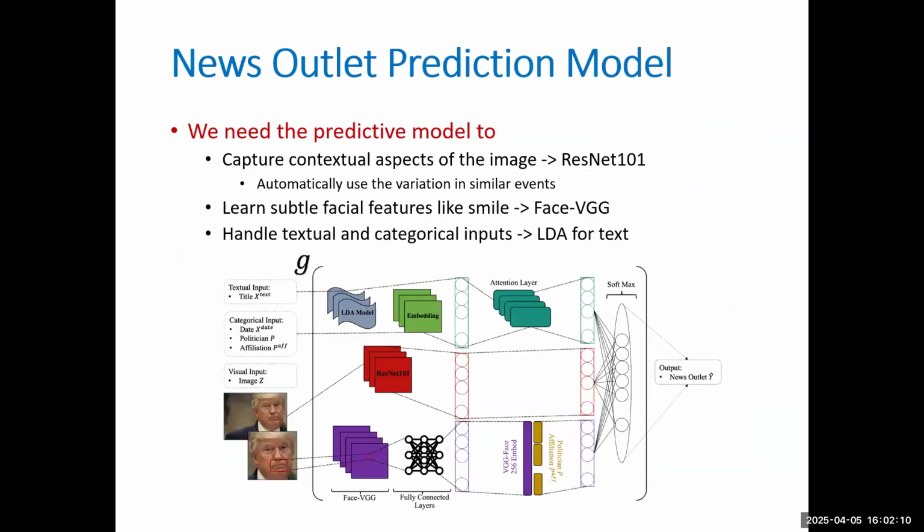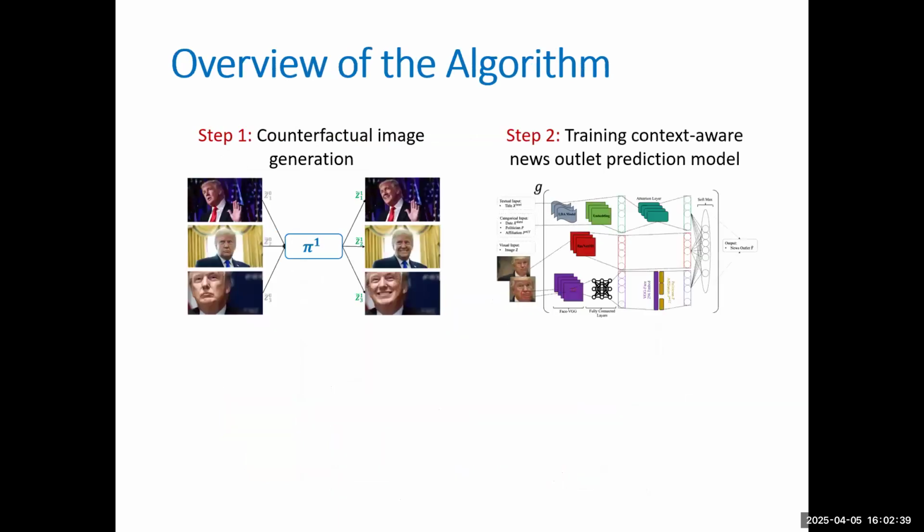Now, for the details of this, I should go a little faster. We add these ResNet features to capture the contextual aspect of the image, like the operation bar speed, the similar events, and so on. And we have these face VGG features as layers here, so we can capture the smile, and I will show you some results. And we add the categorical inputs on date, politician, affiliations, text, etc. So we train this news outlet prediction model.